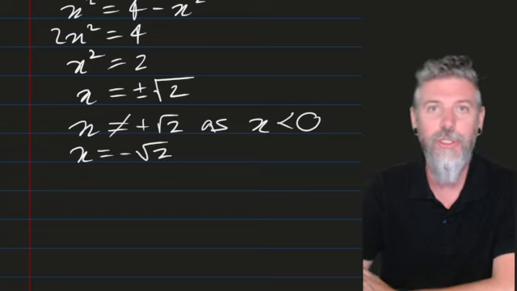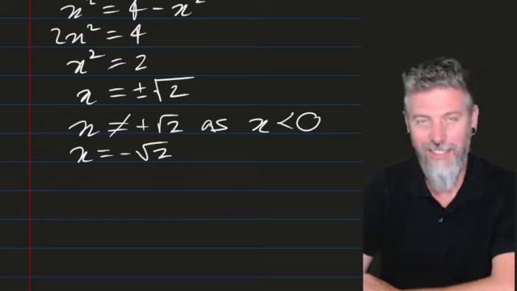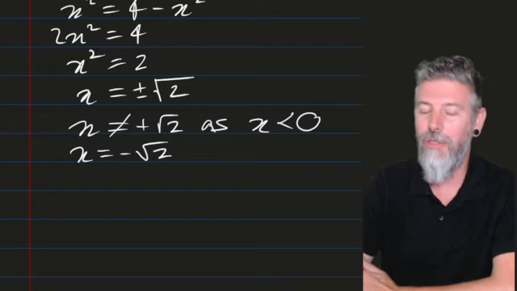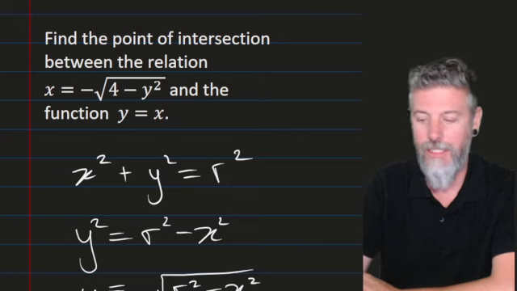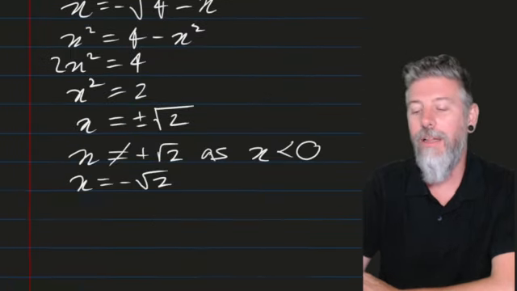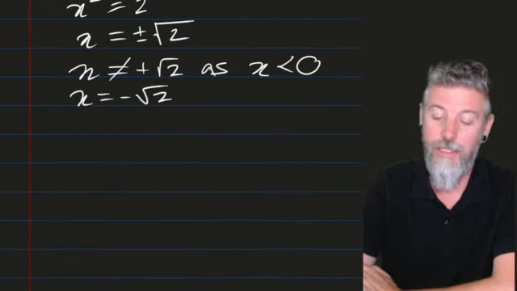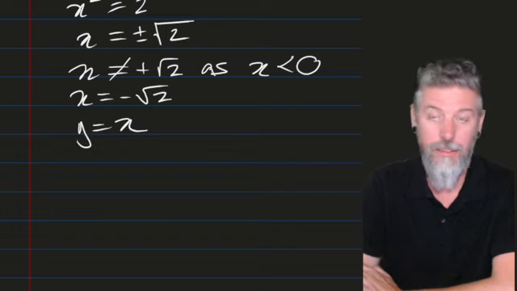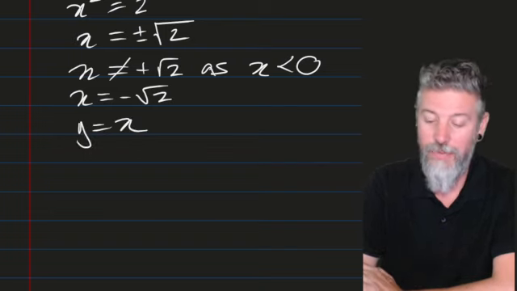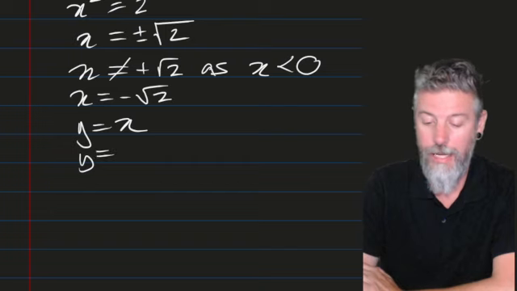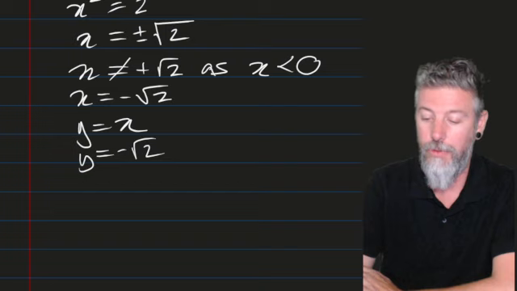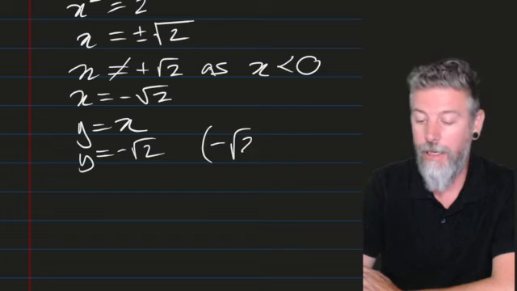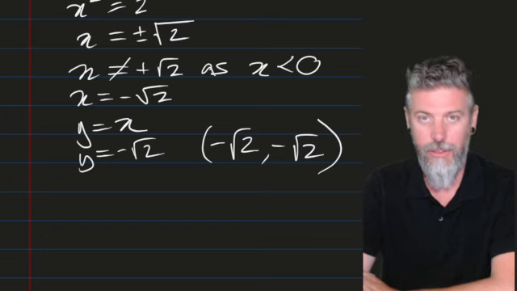Now, sometimes students stop here. They think, I found the solution. Yes, you solved for x, but the question is actually saying, find the point of intersection. So we have to find the point. Lucky for us, there's a really easy equation to substitute into, y equals x. Let's substitute into that and get y equals, well, x is negative root 2. So that's going to make y equal to negative root 2. And we're going to end up with this point being the point of intersection on our graph.